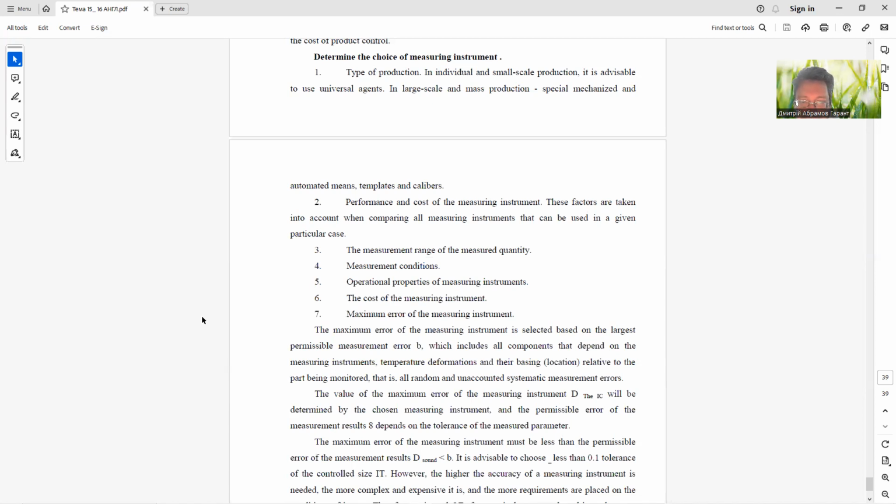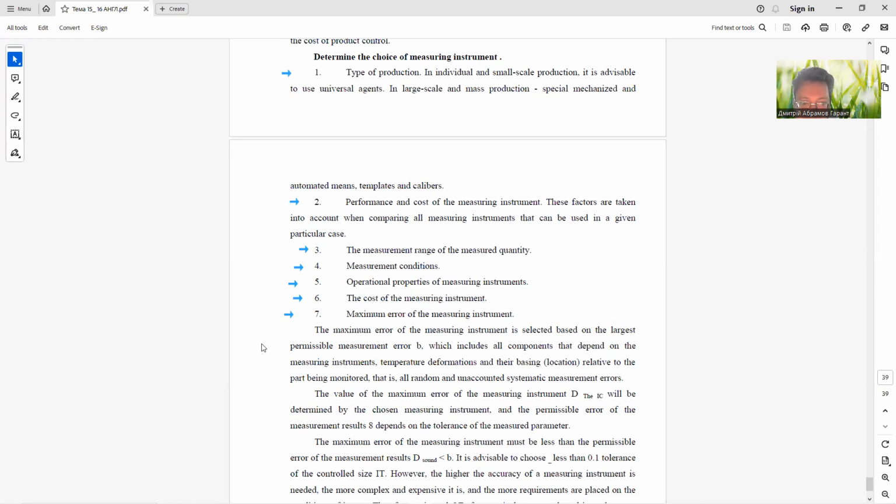The measurement range of the measured quantity. Measurement conditions. Operational properties of measuring instruments. The cost of measuring instruments and maximum error of the measuring instrument.